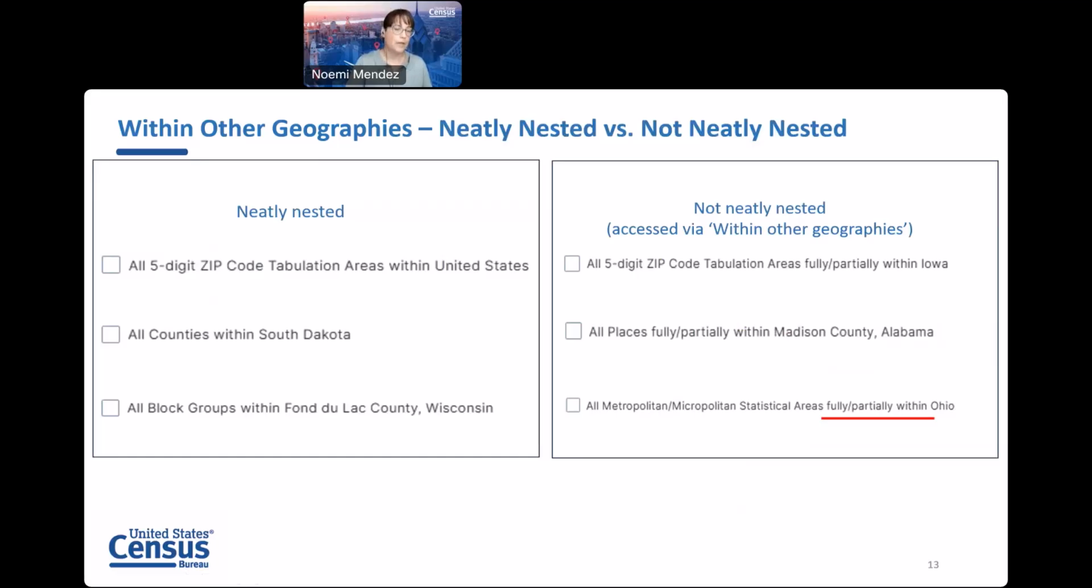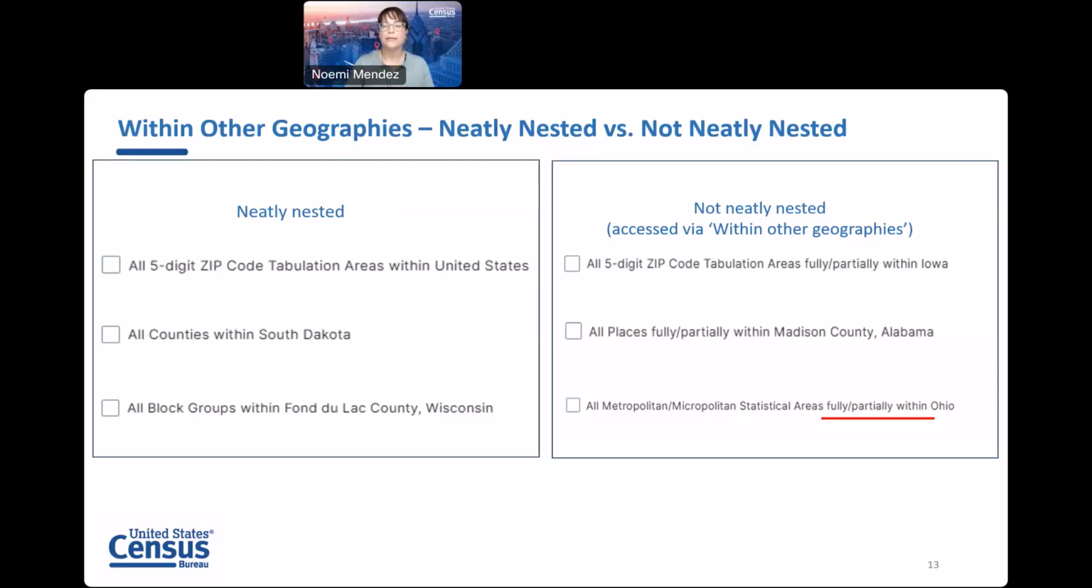Okay, so let's talk a little bit, again, about those other geographies. We have neatly nested, which are all 5-digit zip code tabulation areas in the US, all counties within South Dakota, and then all blocks within Fond du Lac County, Wisconsin. Neatly nested means that they don't cross boundaries, that they sit within the bigger geography. They're not crossing anything. And then we have what are not neatly nested. These are accessed via the within other geographies portion.